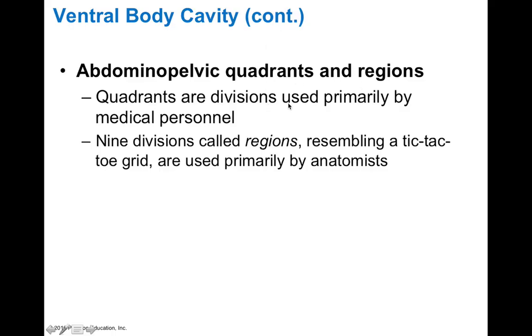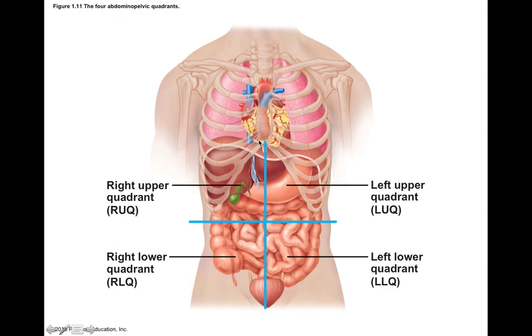Now, the quadrants are divisions that we use in a medical setting, and the divisions are regions that we use. They kind of look like tic-tac-toe, and they're mostly used by anatomists. So what this slide is showing is the abdominal pelvic quadrants. We have four major quadrants here: the right upper quadrant, left upper quadrant, left lower, and right lower quadrants. And these are basically sagittal and transverse lines that would intersect right at the umbilicus or belly button.